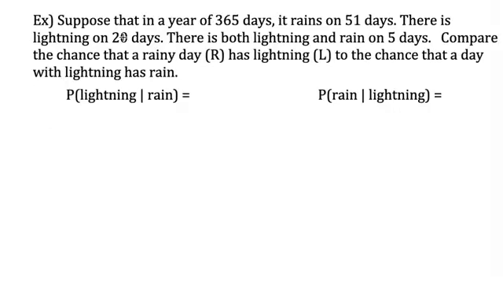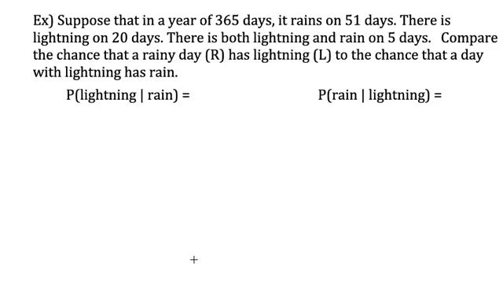And finally, suppose that in a year of 365 days, it rains on 51 days. There's lightning on 20 days. There's both lightning and rain on 5 days. Compare the chance that a rainy day has lightning to the chance that a day with lightning has rain. Because as you've probably experienced, not all rainy days have lightning, and sometimes there's lightning without rain.